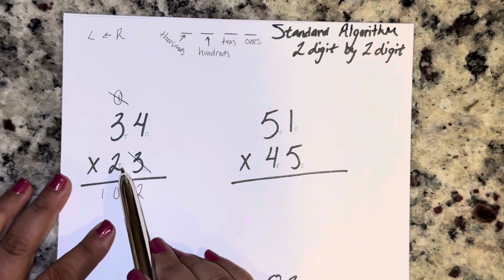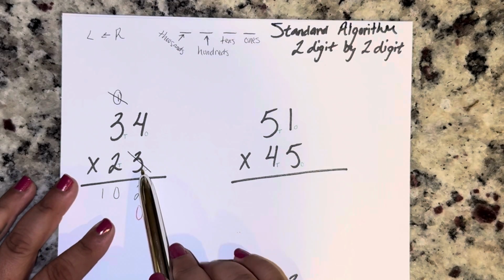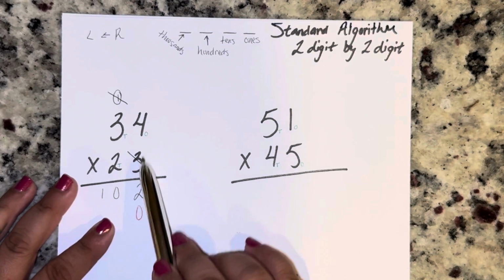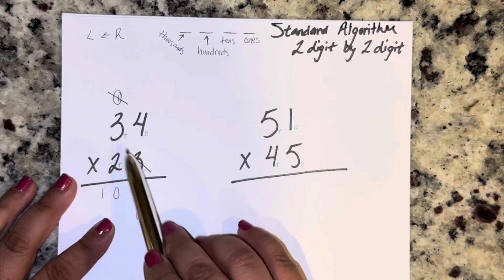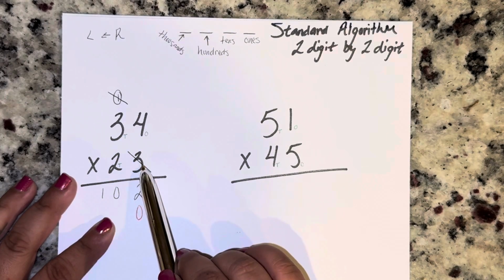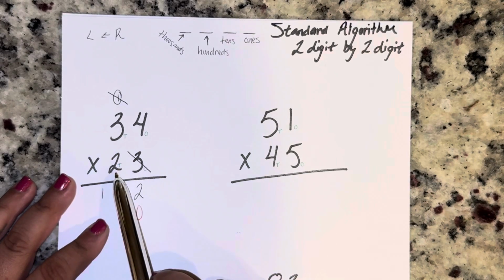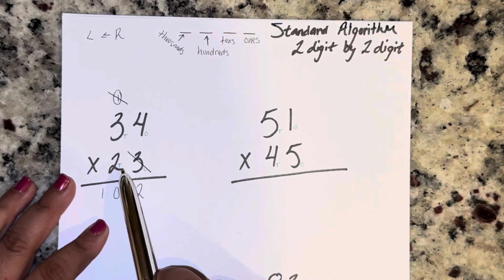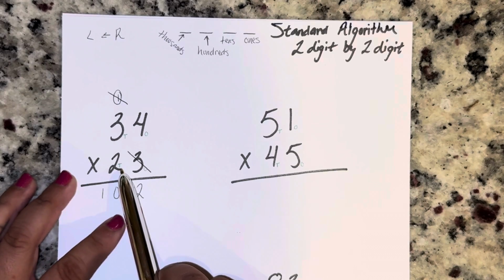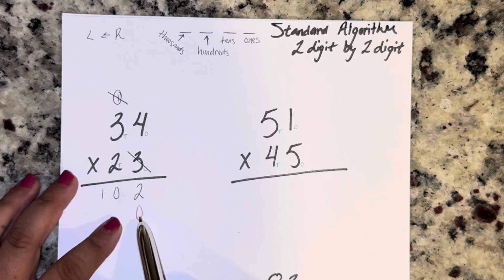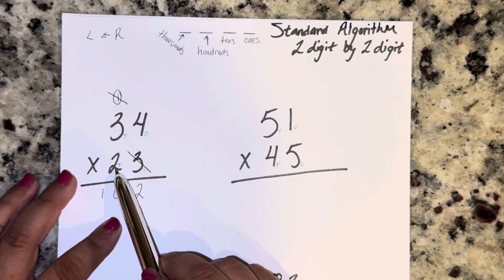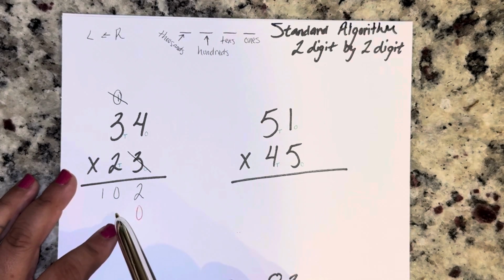Again, I finished the ones position, which is the 3. I already multiplied 3 times 4, and then I did 3 times 3. I'm done with my ones position. I marked that out. I'm going to proceed and go to my 2 in the tens position. When I start multiplying, I need to make sure that I have a 0 in my placeholder for the ones position because I am starting to multiply in my tens position. So I'm going to start writing my answer here.